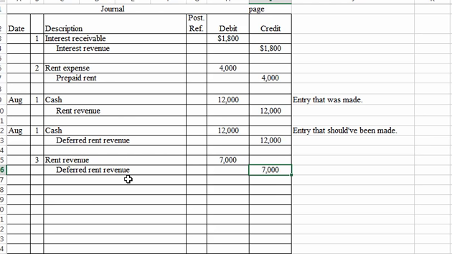What this does is correct this error. We made this entry on August 1st. We should have made this entry. This entry corrects this, and it brings both accounts to the correct amount at December 31st. Okay, we'll start back with number 4 in the next video.